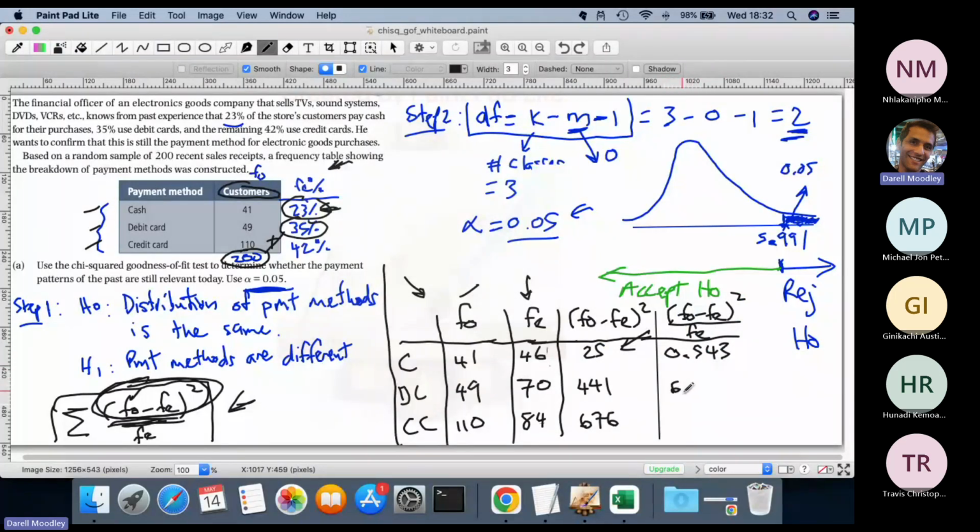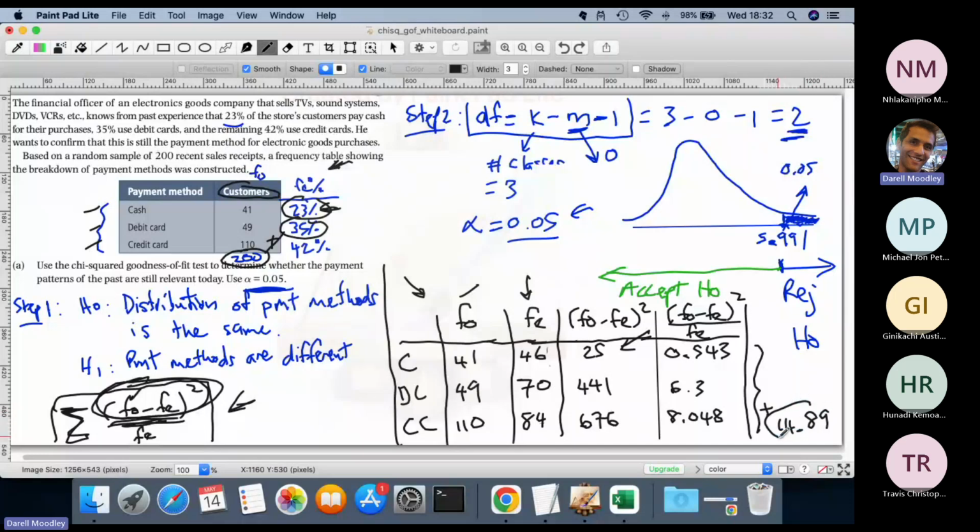Next one is 6.3. And then lastly, it's 8.048. And then we're done. You've done all the hard work to get the columns. The last thing you need to do is remember this is a summation sign. So it means sum this entire column. Add up this entire column. If you do that, that's your chi-squared statistic. If you add all of it up, you get 14.89.